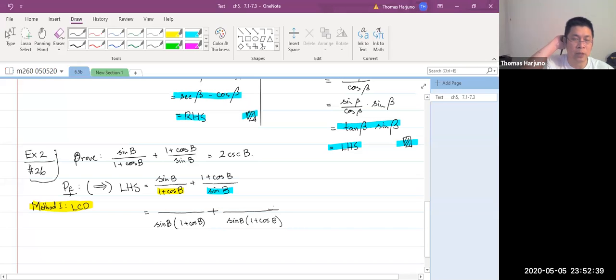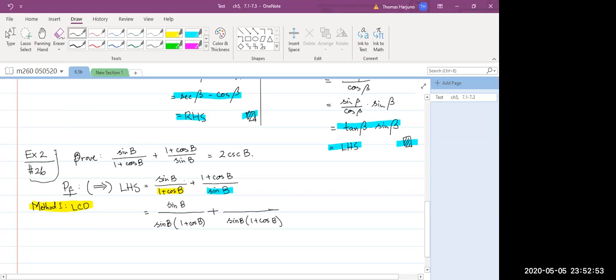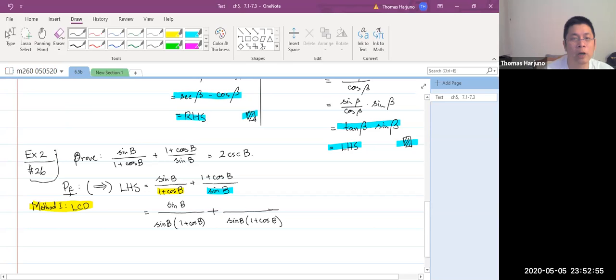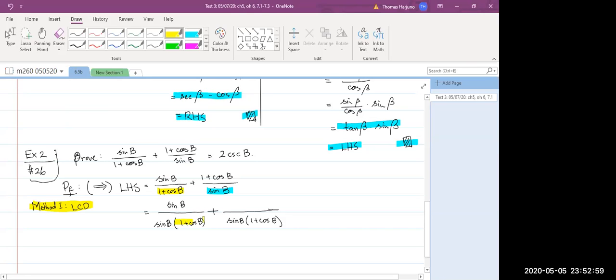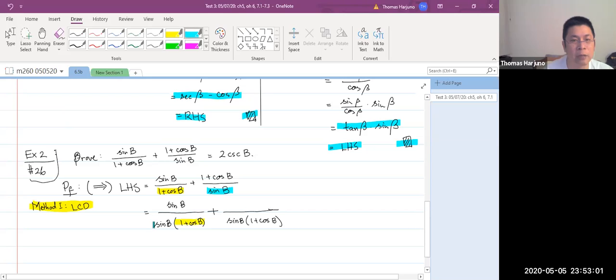Okay, so on the top, I already have sine B on the first one. What do I need to multiply by? I already have 1 plus cosine B at the beginning. Sine squared B, I need to multiply by another sine B, right? Okay, I need to multiply by another sine B. So on the top, it will be sine squared B.